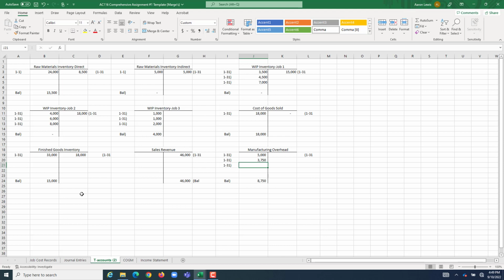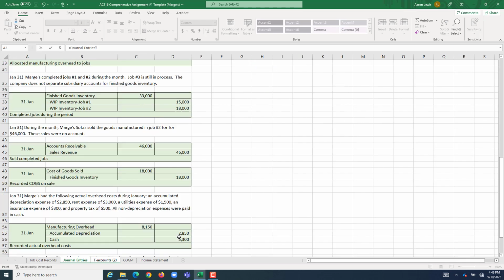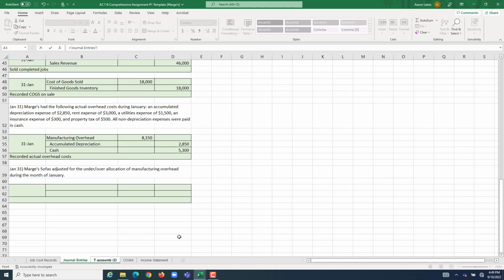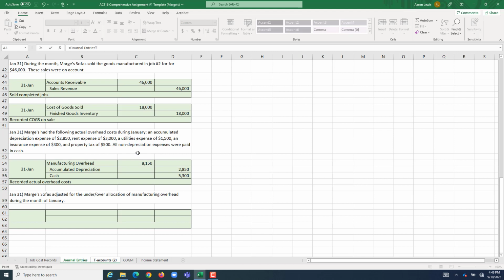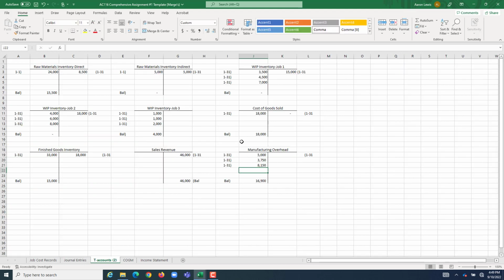And then lastly, we had one more debit to manufacturing overhead, and that happened when we accounted for our actual overhead expenditures during the period. We had actual overhead expenditures of $8,150. So let's bring that on over.